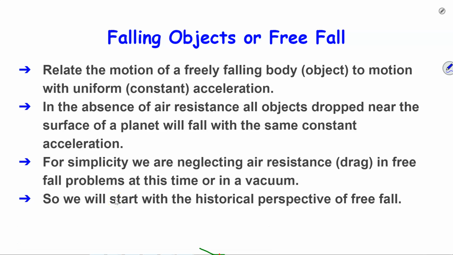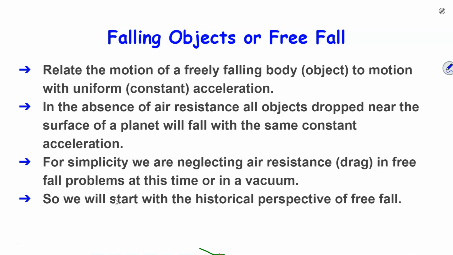So as we move to this unit of uniformly accelerated objects, or constant acceleration, we need to address one more type of motion, and this would be objects that are falling under the influence of gravity, or sometimes we call these free fall. So we want to do four things here. Relate the motion of a freely falling object to the uniform or the constant acceleration.